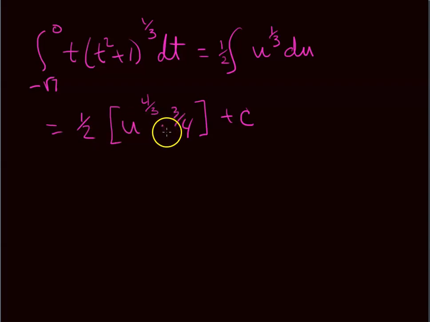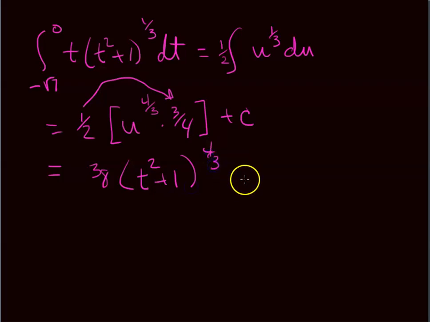We can substitute this back. So we're going to put in for the u, the t squared plus 1. So we can multiply these two together, I guess, and put them together. That's 3/8. And instead of u, it's t squared plus 1 to the 4/3. And now we can evaluate this, negative square root of 7 to 0.